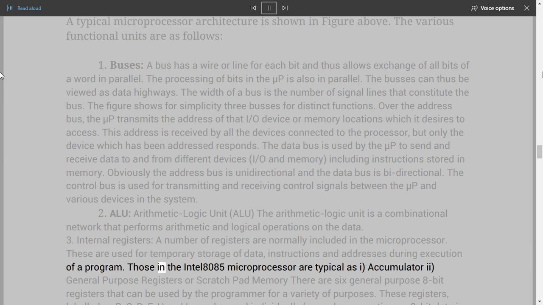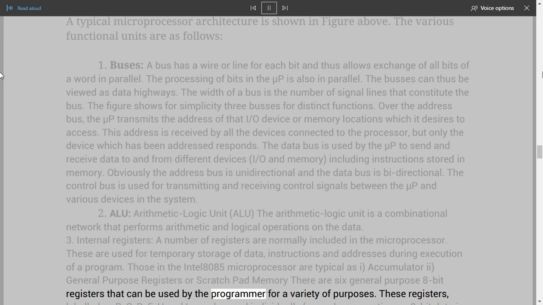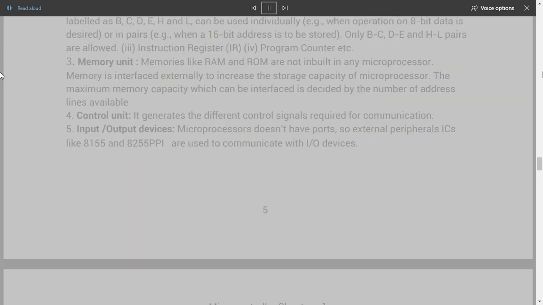Those in the Intel 8085 microprocessor are typical: accumulator, general-purpose registers, or scratch pad memory. There are 6 general-purpose 8-bit registers that can be used by the programmer for a variety of purposes. These registers, labeled as B, C, D, E, H, and L, can be used individually, for example, when operation on 8-bit data is desired, or in pairs, for example, when a 16-bit address is to be stored. Only BC, DE, and HL pairs are allowed. Instruction register, IR, program counter, etc.